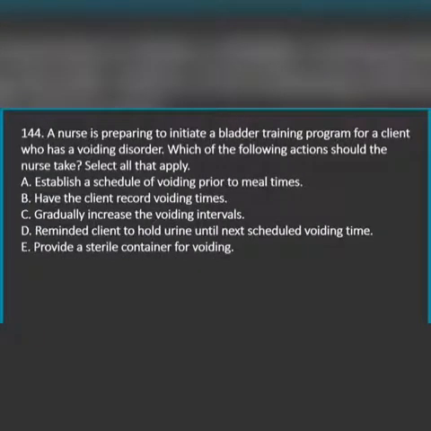Question 144. A nurse is preparing to initiate a bladder training program for a client who has a voiding disorder. Which of the following actions should the nurse take? Select all that apply. A. Establish a schedule of voiding prior to meal times. B. Have the client record voiding times. C. Gradually increase the voiding intervals. D. Remind the client to hold urine until the next scheduled voiding time. E. Provide a sterile container for voiding.